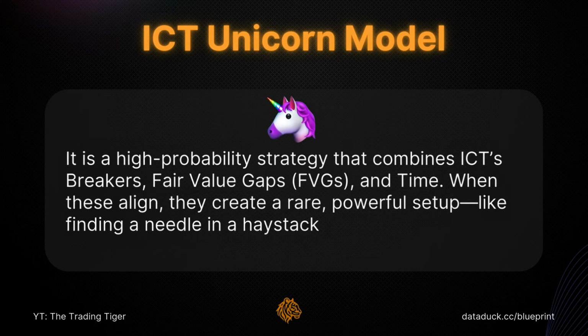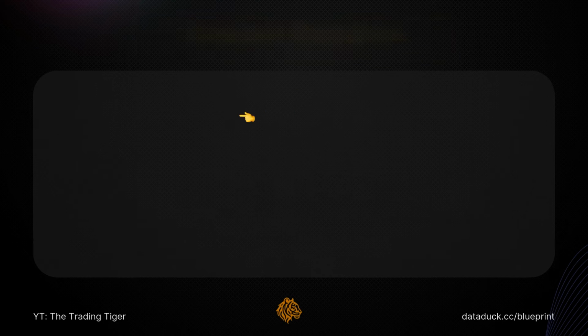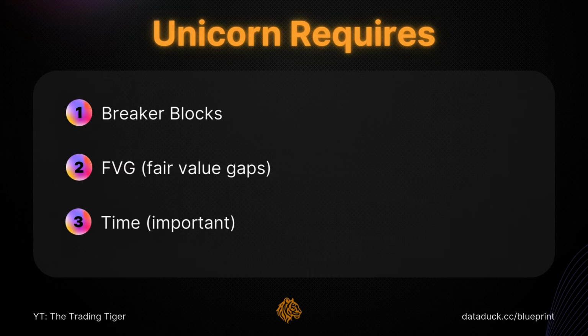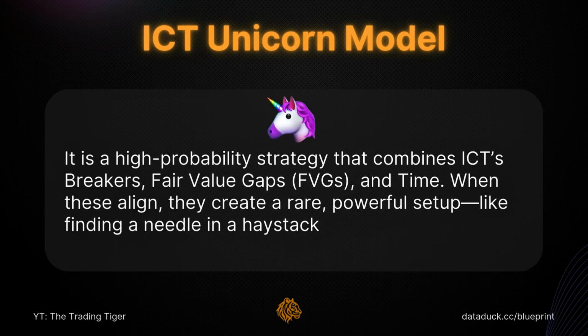So, what exactly is the unicorn model? It's a high probability trading strategy that brings together 3 game-changing ICT concepts: breakers, fair value gaps, and time. When these elements align, they create a setup so rare and powerful, it's like finding a needle in a haystack.